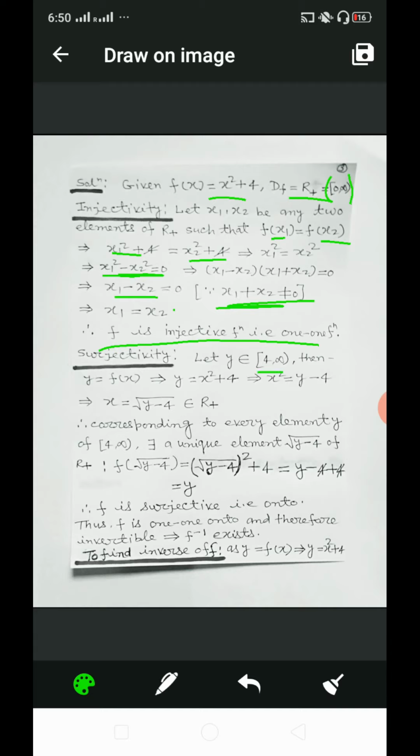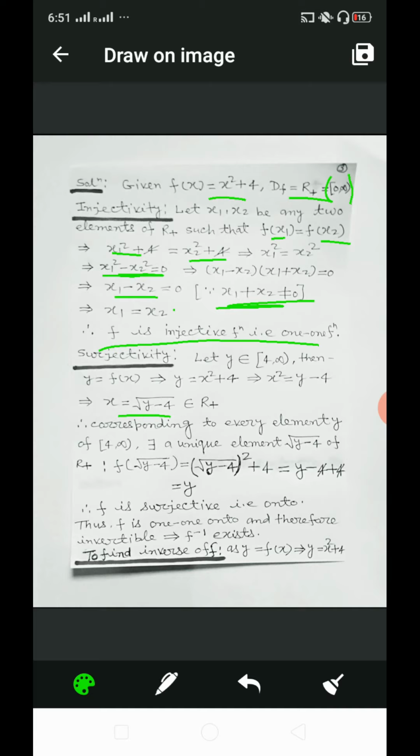then y is equal to f(x) implies that y is equal to x square plus 4, and this implies that x square is equal to y minus 4, and finally we can find the value of x is equal to plus minus square root of y minus 4, but we neglect minus square root of y minus 4, since here the set is R plus, that is the set of positive real numbers. So we take x is equal to square root of y minus 4.